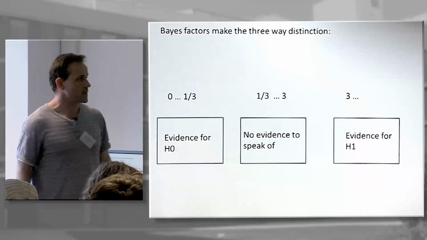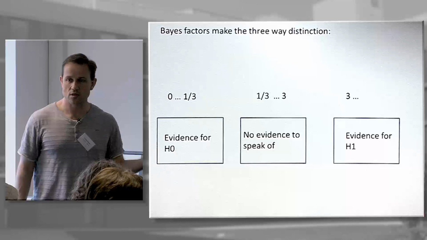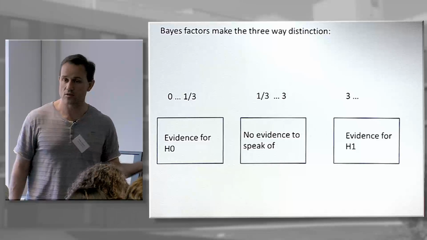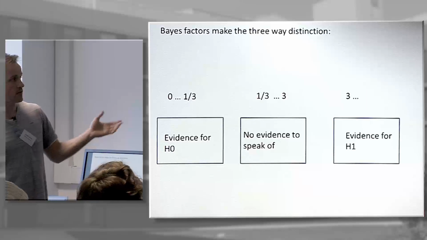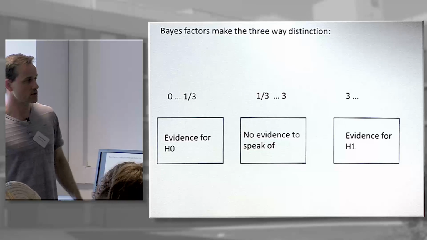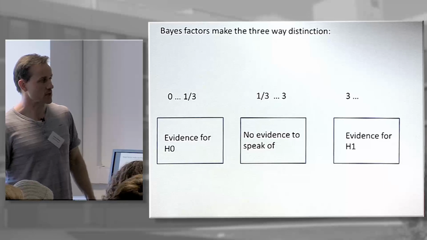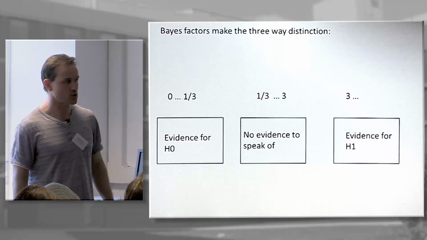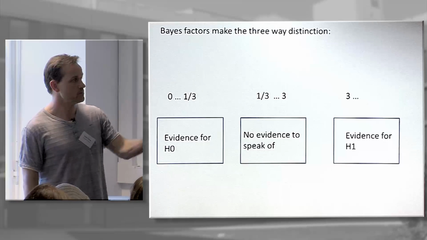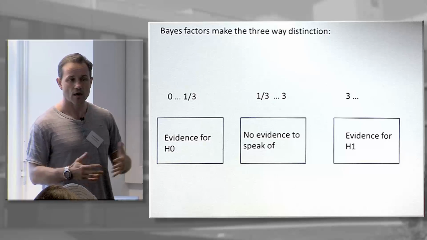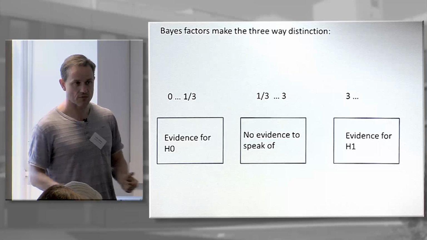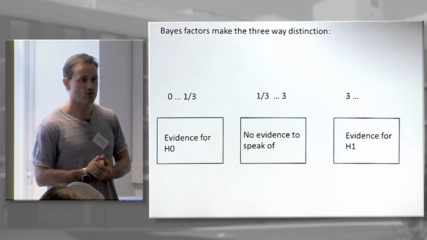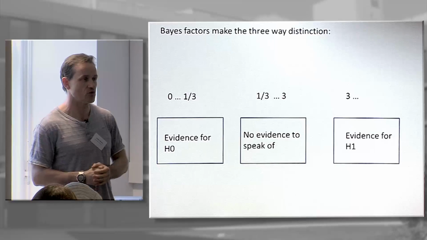So a Bayes factor makes the required 3-way distinction that the p-value didn't. If you have a Bayes factor between 0 and a third, you can say, we've got substantial evidence for H0. And if it's more than 3, we'll say we've got substantial evidence for H1. And if it's in between a third and 3, it's insensitive.